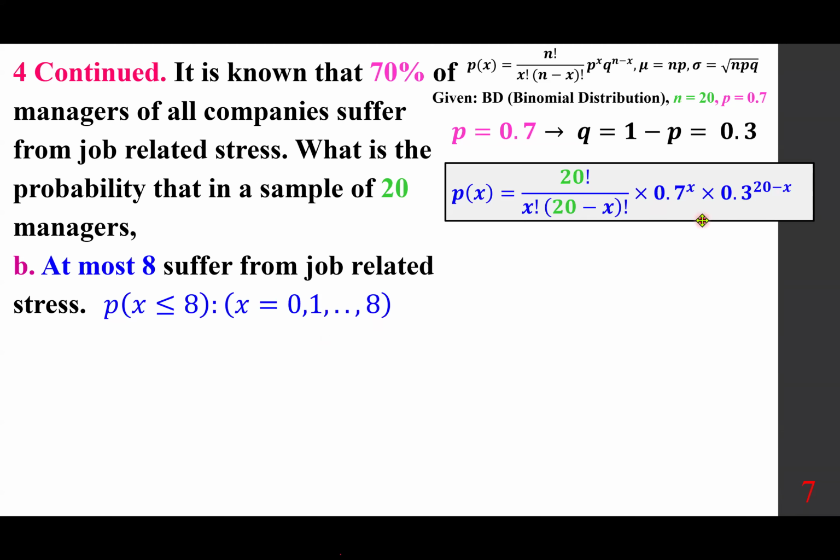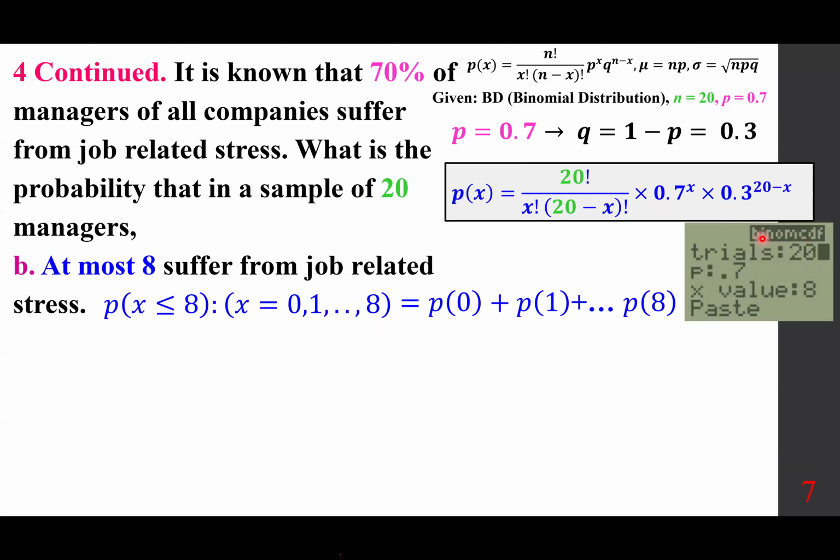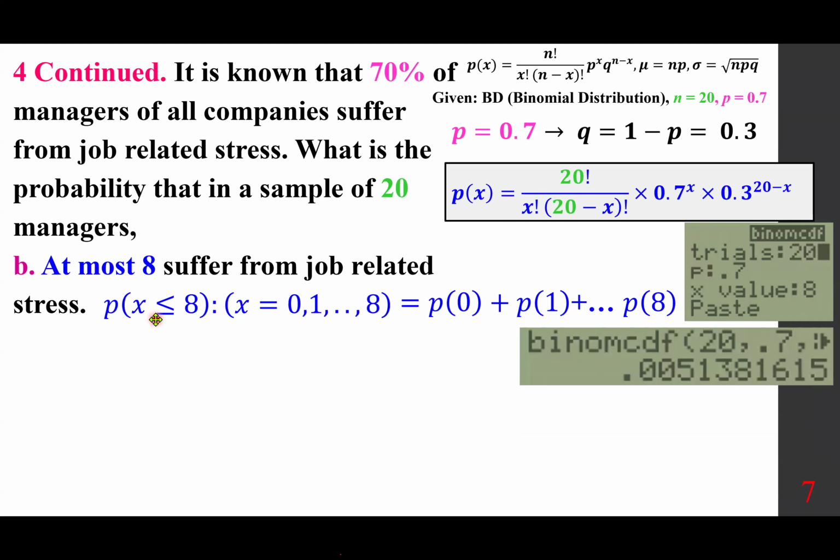So into this formula, if we were to do it by hand, we would replace the X with 0, then with 1, then with 2, all the way to 8, and add them up. That is the methodology. Of course, nobody expects you to do that by hand anymore. But understand the concept. So we will go with binomial CDF. N is 20, P is 0.7, and the X value is 8 because at most 8. So this is how it works, and we end up with this number, and we put it in here.